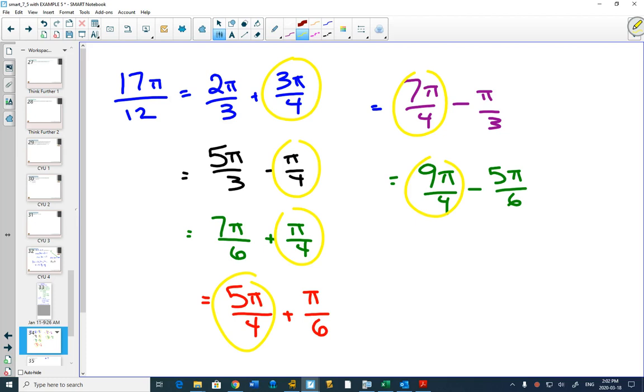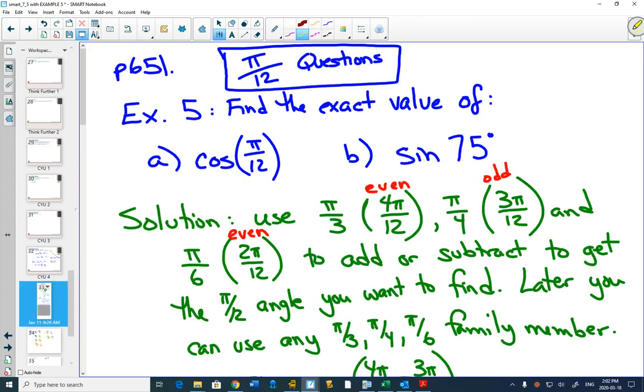Why? Well, I kind of gave a hint earlier. If you look at your pi over 4, it makes 3 pi over 12. That's an odd number, pi over 12, whereas the other ones are all even pi over 12s. And if you have to add or subtract 2 things to get an odd number, like 17, one has to be odd, one has to be even. So you have to use pi over 4 every single time.